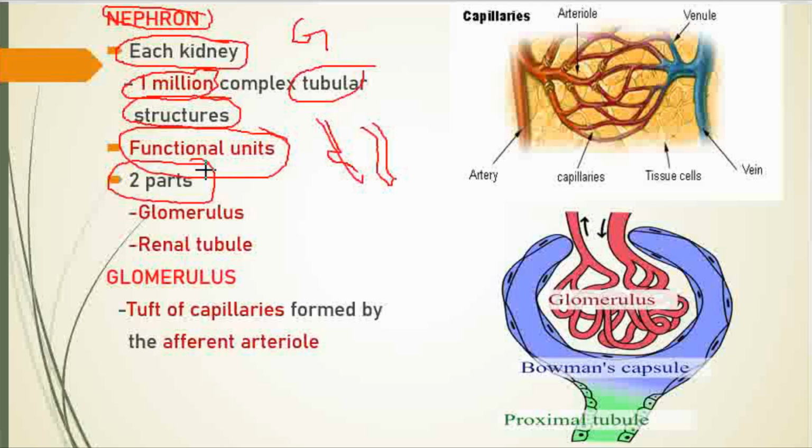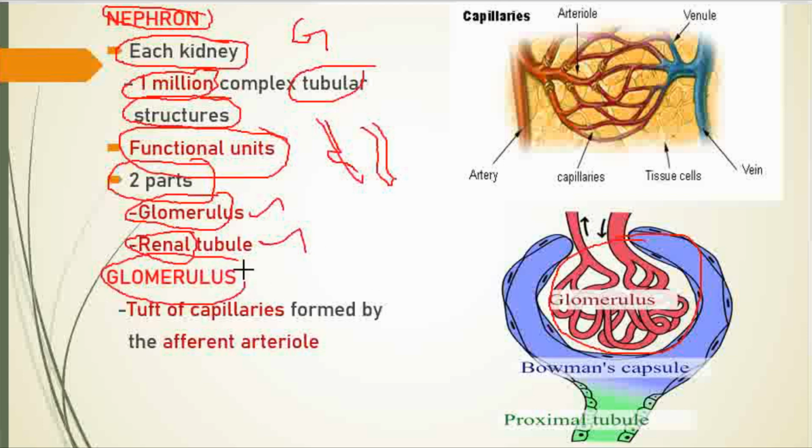There are two parts in it. The parts are the glomerulus and the renal tubule. Glomerulus in Latin means a ball of thread, and the glomerulus looks like a ball of thread only. Renal tubule: a tubule is a small tube, and renal means related to the kidney. So these are the two major parts, glomerulus and renal tubule.